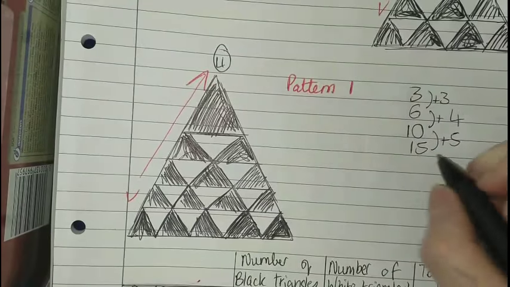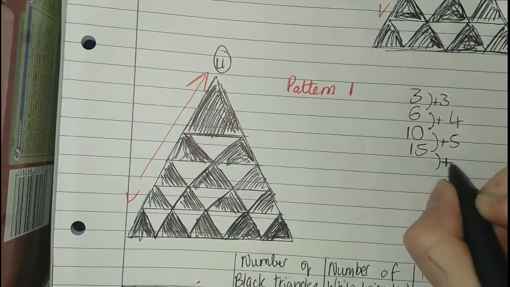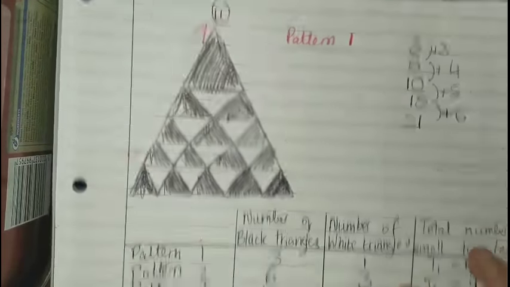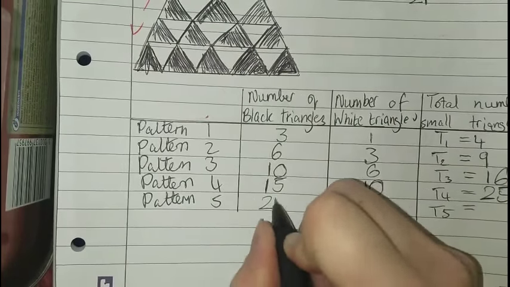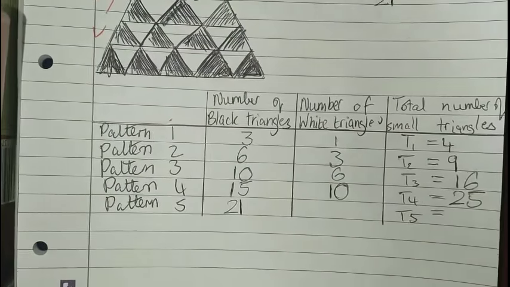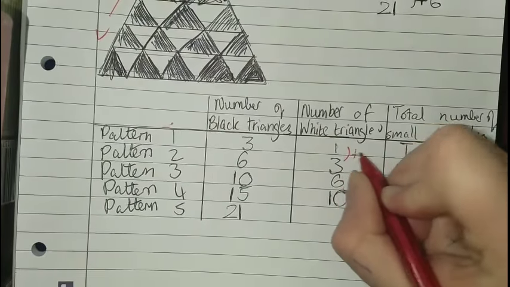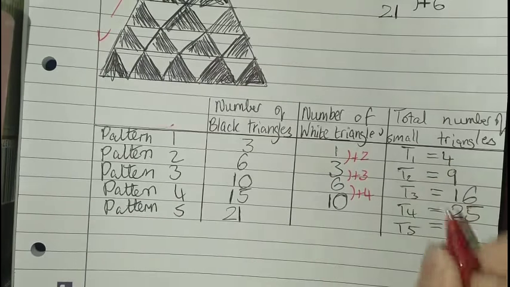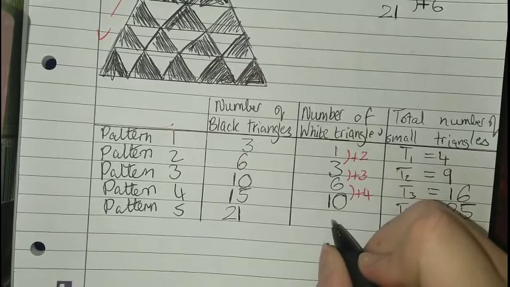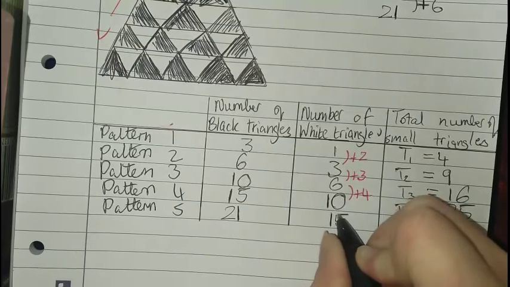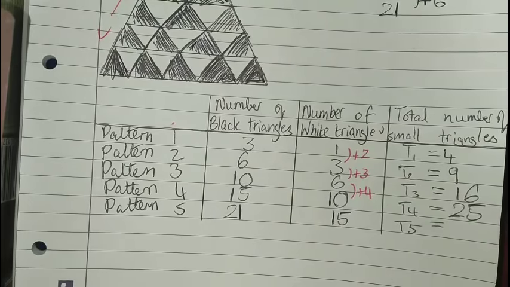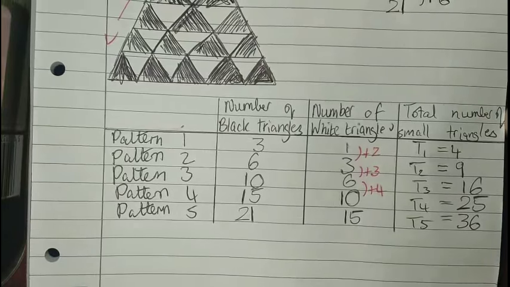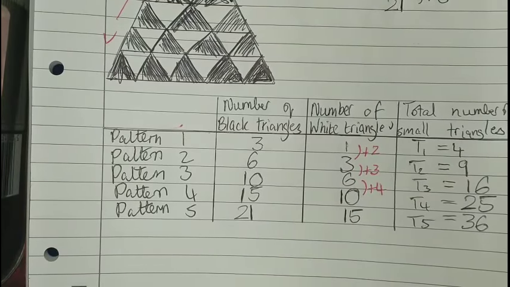So to get to the next one, we're going to be adding on 6 black triangles, so it'll be 21. And then if we have a look at how the white triangles are changing, we're adding on 2 here, then we're adding on 3, then we're adding on 4. So in the next one, we're going to be adding on 5. So it's going to be 15. So altogether, there's going to be 36 triangles in pattern number 5.